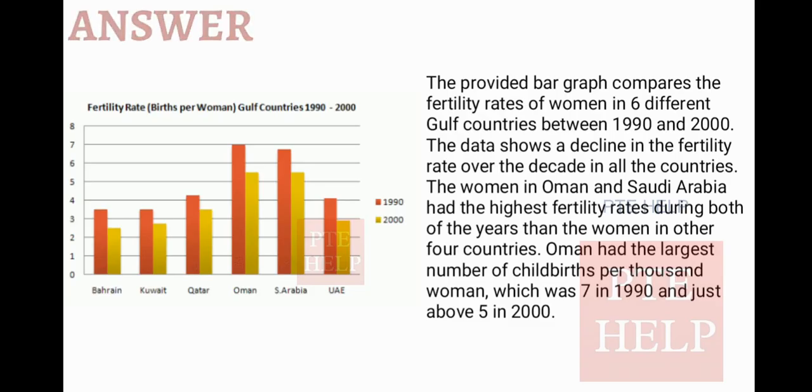The provided bar graph compares the fertility rates of women in six different Gulf countries between 1990 and 2000. The data shows a decline in the fertility rate over the decade in all the countries. The women in Oman and Saudi Arabia had the highest fertility rates during both of the years than the women in other four countries. Oman had the largest number of childbirths per thousand women, which was 7 in 1990 and just above 5 in 2000.